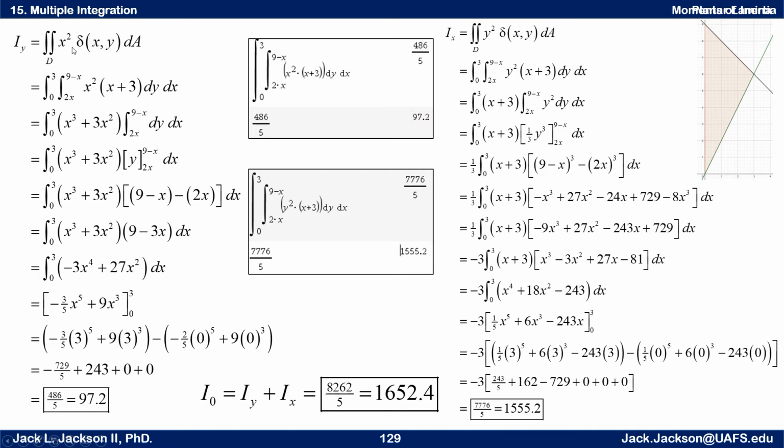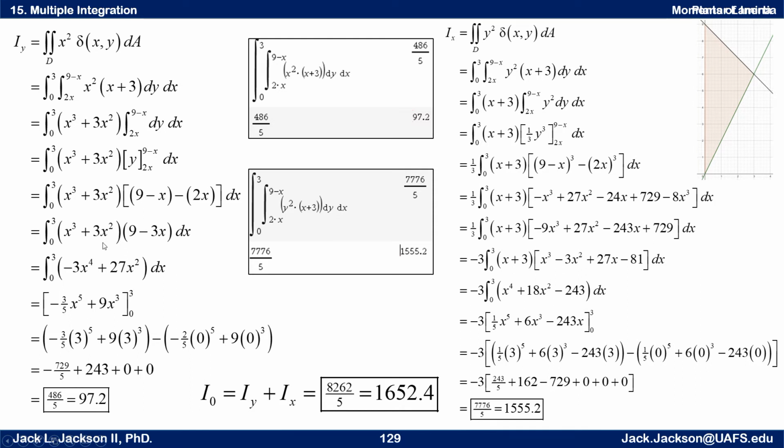When we distribute the x here, we get x cubed plus 3x squared, which we can bring out front of that first integral because it doesn't have any y's in it. So this integral is just y. We evaluate it from the two ends. We're doing 9 minus x minus 2x, which is 9 minus 3x.